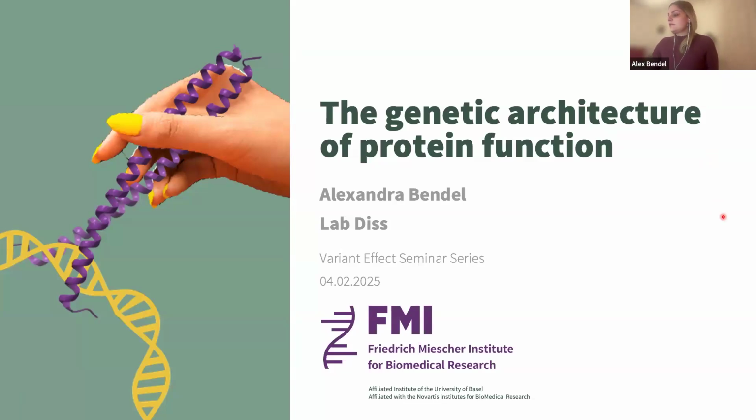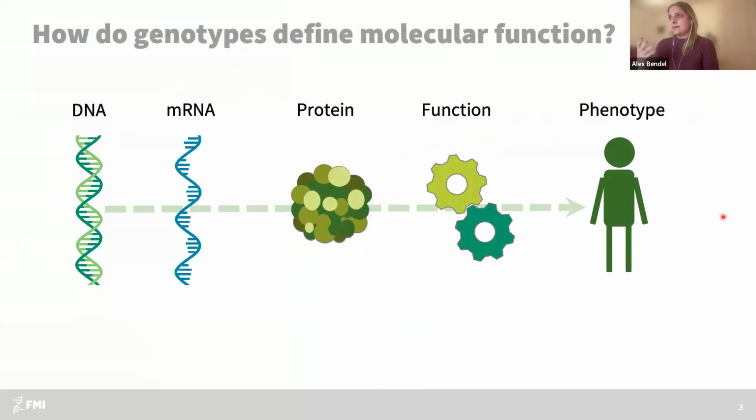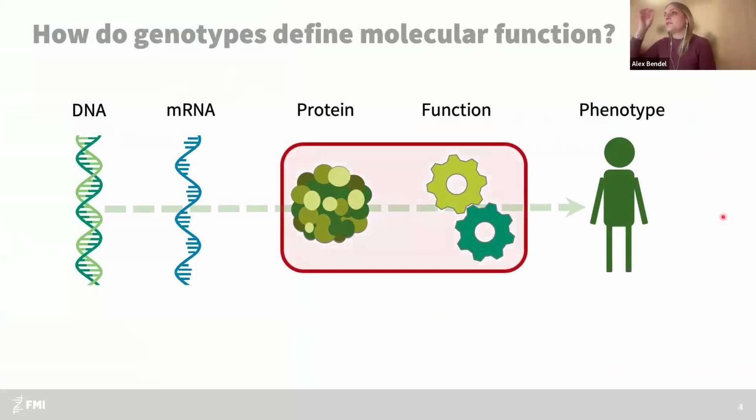So also in the Diss lab, the driving question of our research is that of how genotypes and phenotypes are related. And the central dogma clearly states that DNA is translated into RNA sequence, which is then translated into protein sequence and protein structure. However, how we get from this protein structure to a molecular function and ultimately a phenotype is somewhat less well understood.